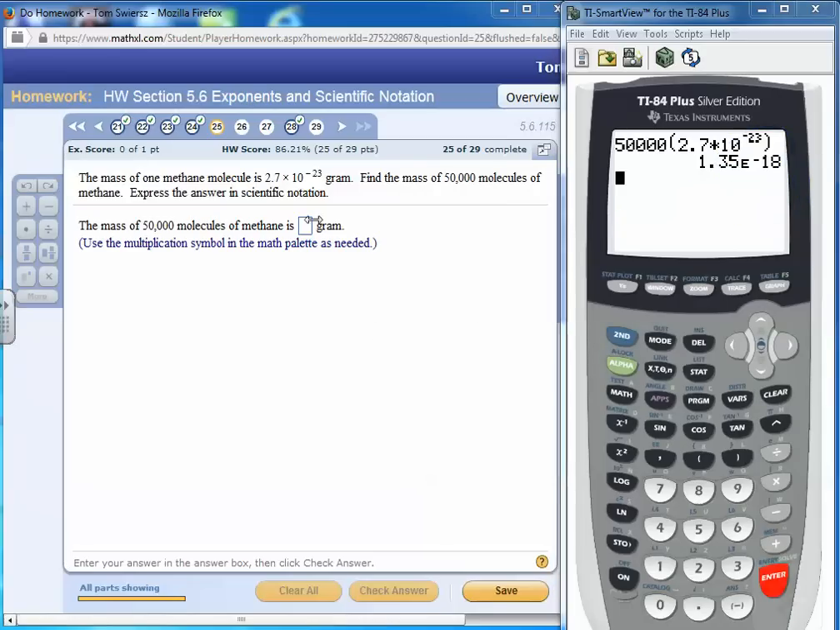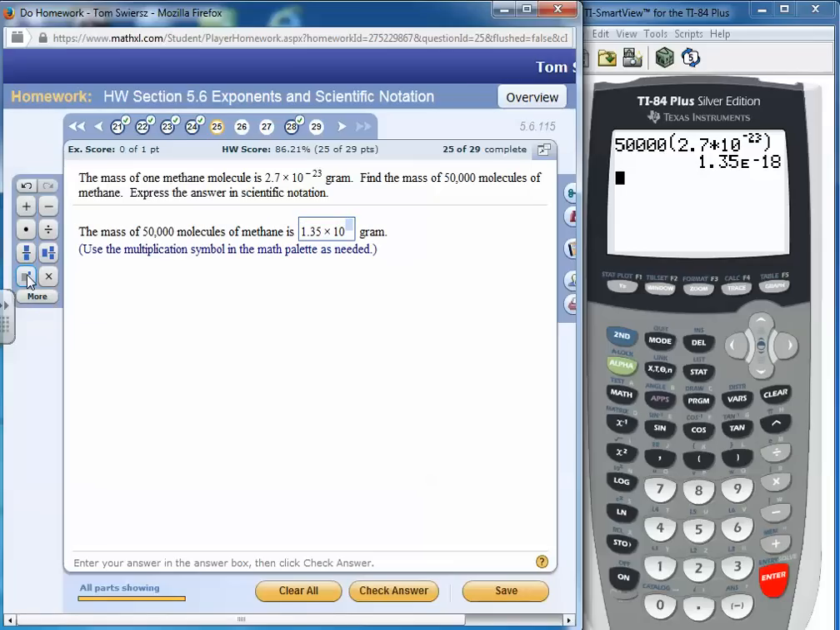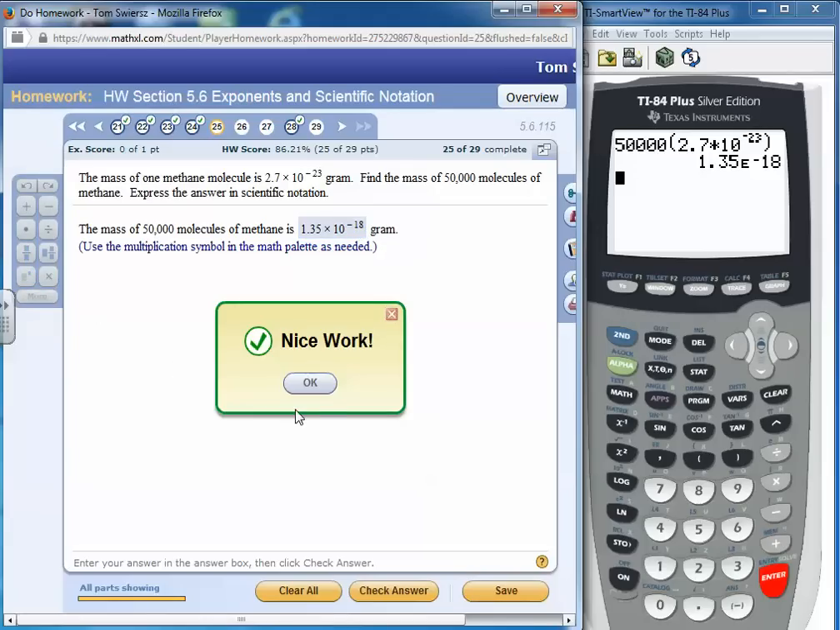Okay, now in MyMathLab, of course, we have to put it in the times 10 form, right? So 1.35, the multiplication symbol, and then the number 10, and then we pick our exponent or superscript, put in the exponent, which is negative 18, and we have the correct answer.